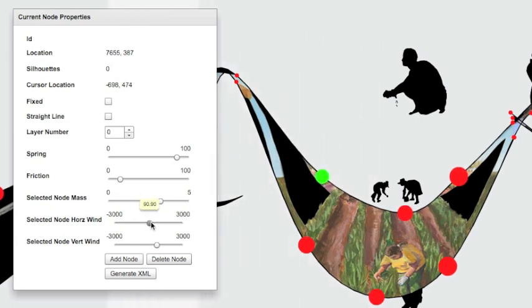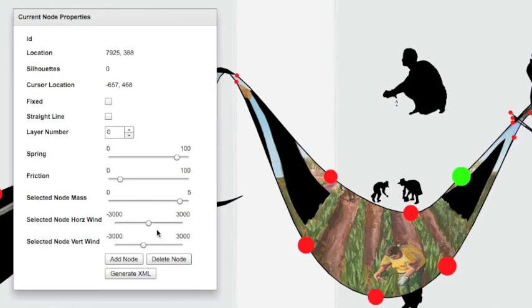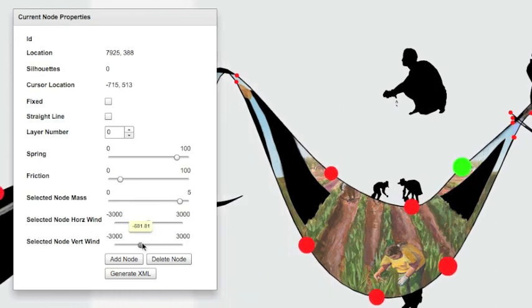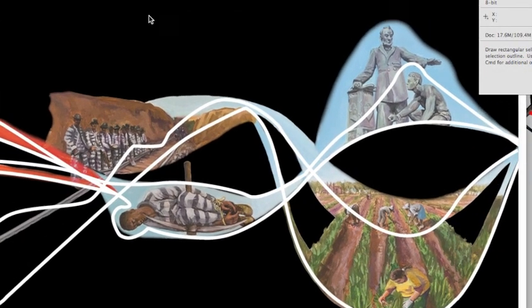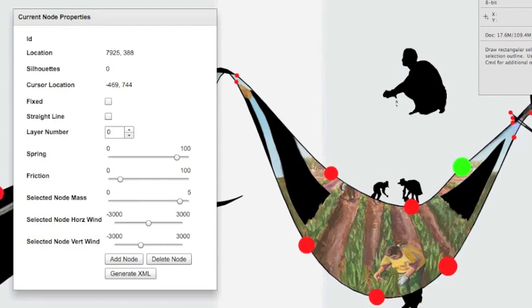Might add a little horizontal wind on this one, and a little more vertical here. All right, so we basically got it here. If we look back at our reference, we'll see that we've matched it pretty closely. And that's how we build a section of this curve.